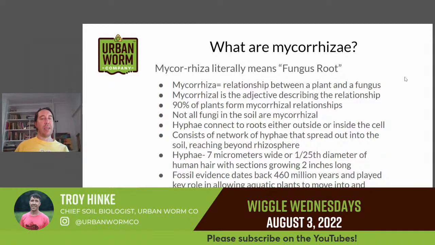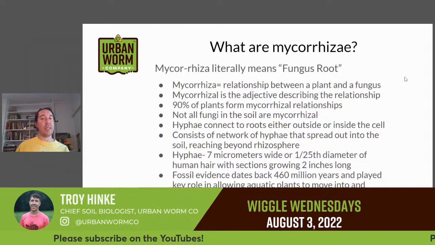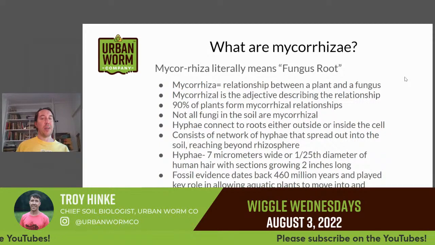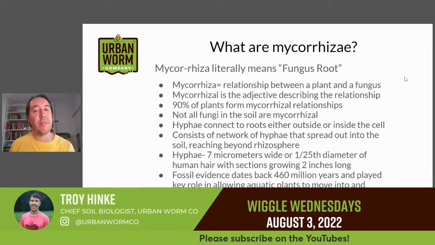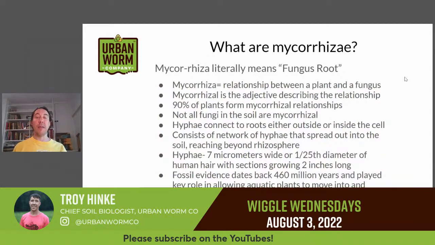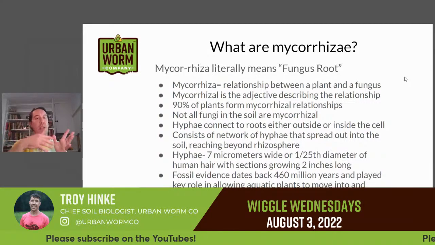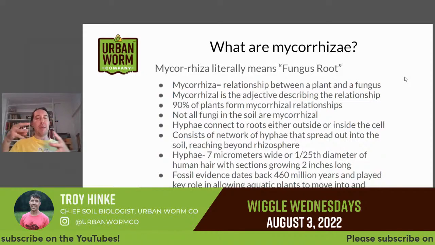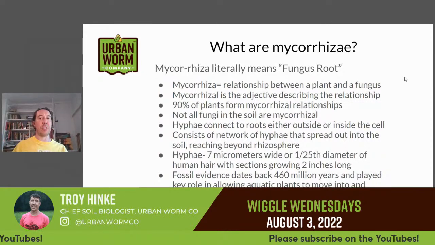The hyphae is normally up to 7 micrometers wide, or about 1/25 the diameter of human hair, and the hyphae grow in sections of about 2 inches long. They're going to grow out. Hyphae are going to continue to grow out farther than that, but normally just little sections are going to be 2 inches long.